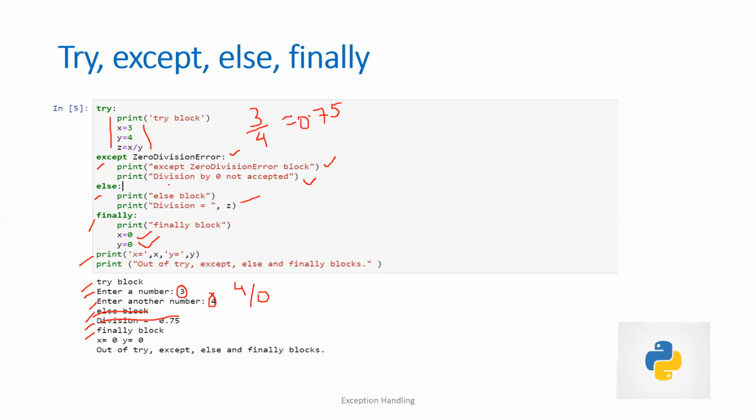Then in the next line, print this line will be printed: division by 0 not except, and successfully. And this else portion will not execute because except portion has been executed, and this finally portion obviously executed. Because we know that whether this exception occurs or not, finally will always going to execute. So this finally portion will be executed. That's it.